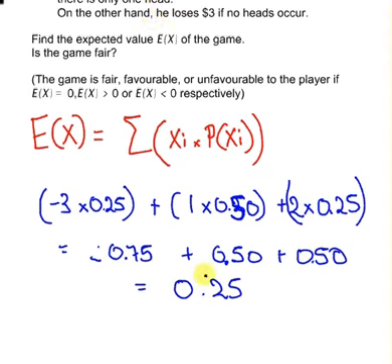So that's the expected value. Now we're also asked, is the game fair, favorable, or unfavorable? Well, it's not fair. The expected value is not 0. The game is actually favorable because the expected value is greater than 0. So just make a note of that. It's not fair. It's actually favorable.